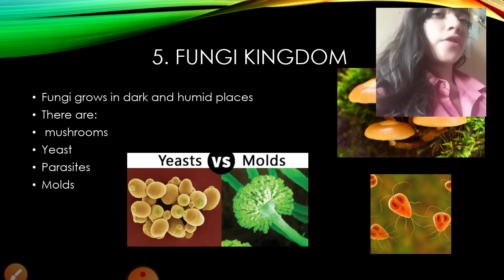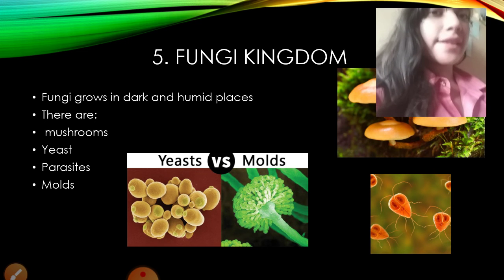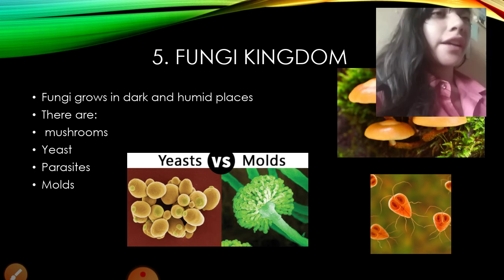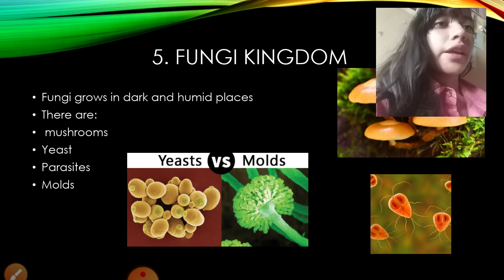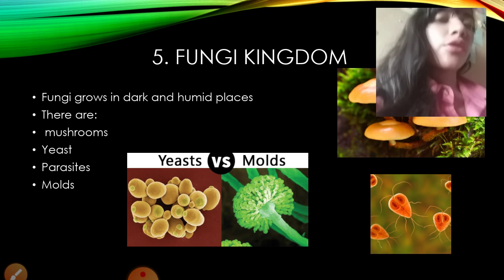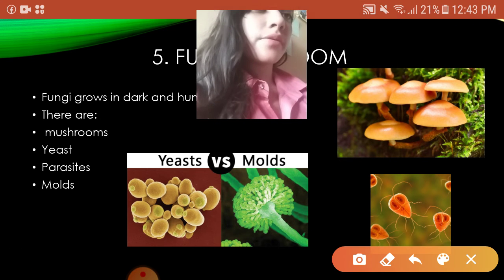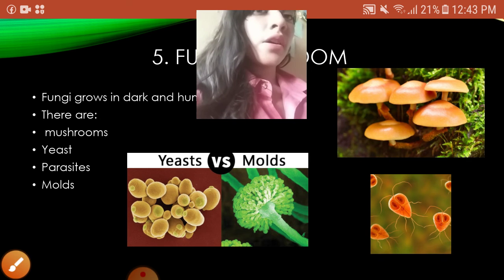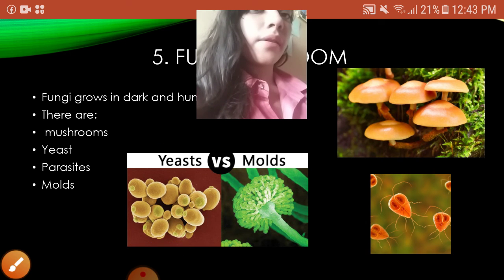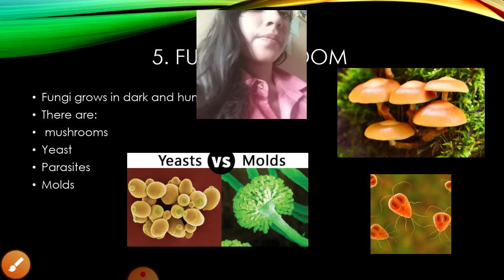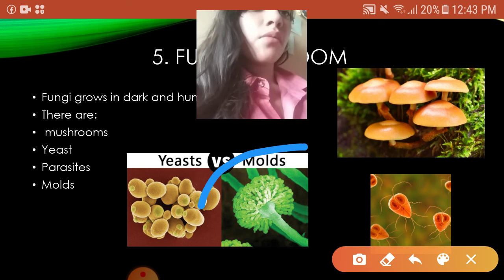And the last one, the fungi kingdom. The fungi grow in dark and humid places. It could be, for example, on the floor when it is humid or something like that. And in the fungi kingdom, we can find mushrooms. These are mushrooms. We can find yeasts, parasites, and molds.